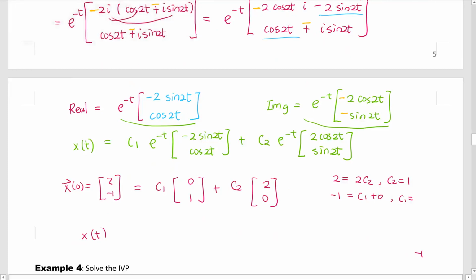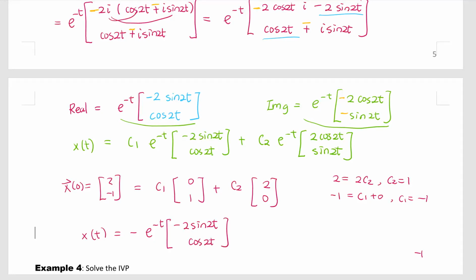So our final answer, we have C1. C1 is -1. Okay, so that's why we get negative e to the minus t, -2 sine 2t, cosine 2t. C2 is 1, so e to the t, 2 cosine 2t, and we have sine 2t. So far, so good, everybody? Yes, so this is the final solution.